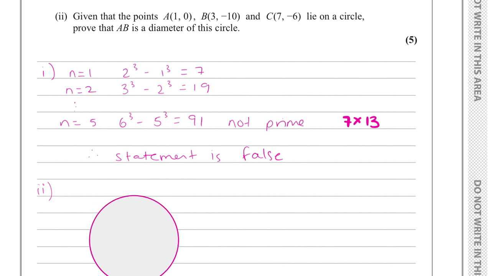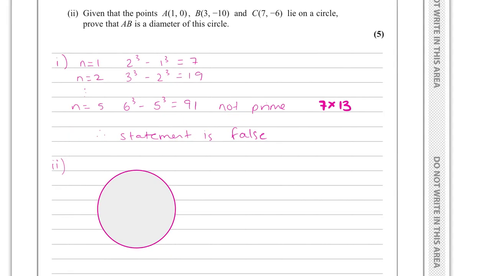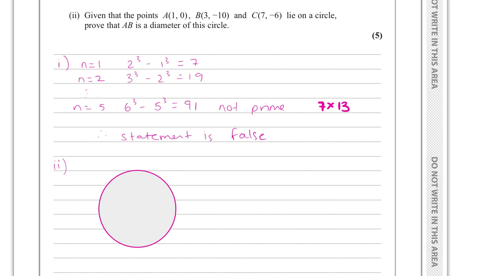Okay, so all points lie on the circle. So we've got (1, 0). Now, I like to imaginary draw things. So if I had an axis, where would (1, 0) be, roughly? Okay, so B is going to be down here for me.